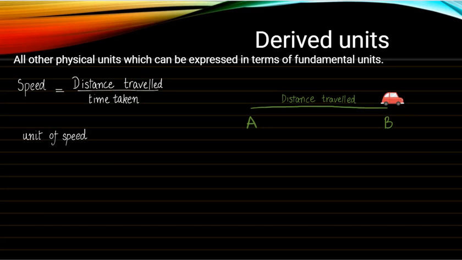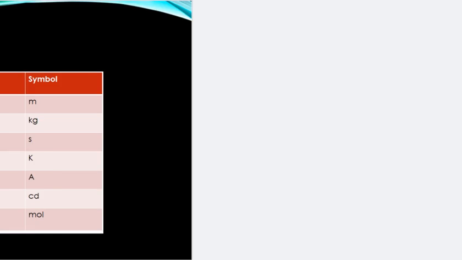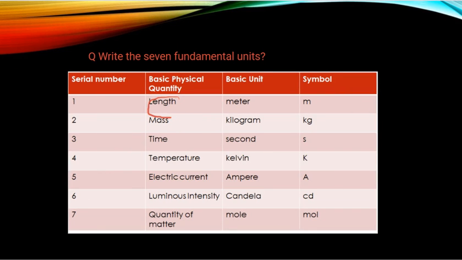So our question here is, what will be the unit of speed? From this formula I can write the unit of speed will be the unit of the distance traveled divided by the unit of the time taken. Distance is one of your fundamental units, which is length, and its unit is meter and its symbol is m. So it is measured in meter. Fine.